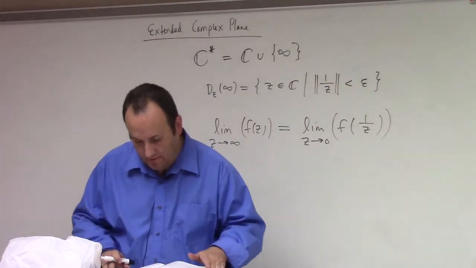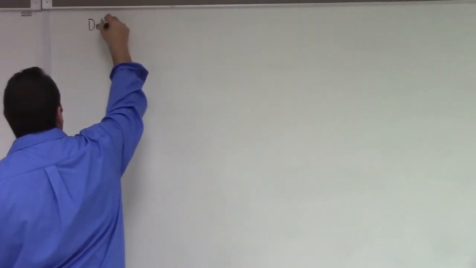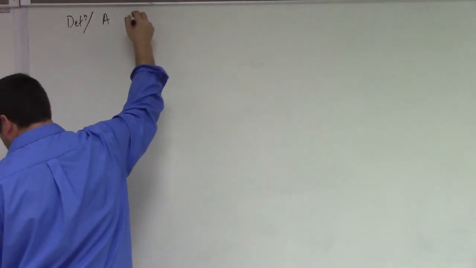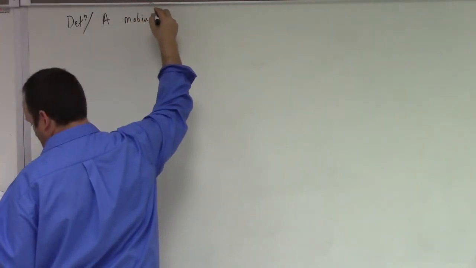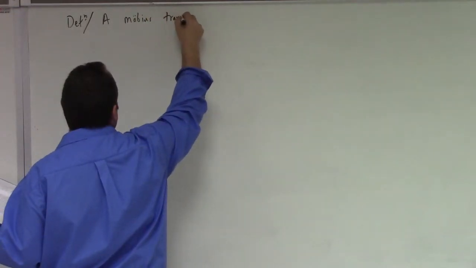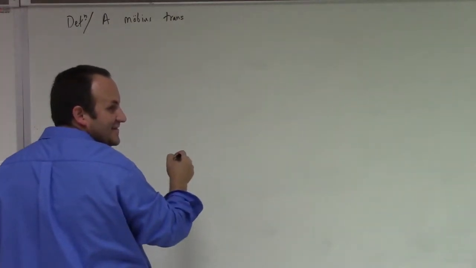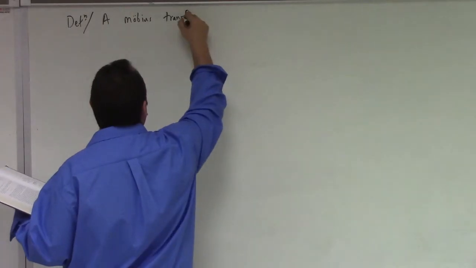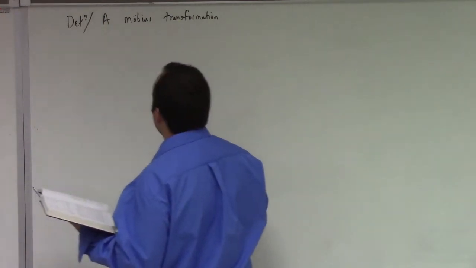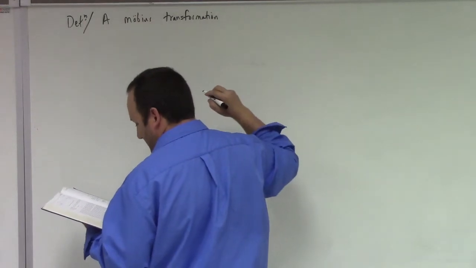So here it is. Definition. A Mobius. There's a couple dots over the o. What's that called? Is it an umlaut? I don't know. With the two dots. Double dot. That's definitely wrong. But Mobius transformation.